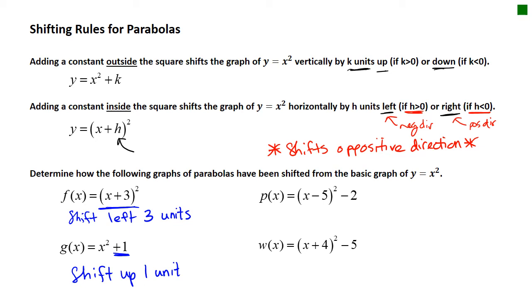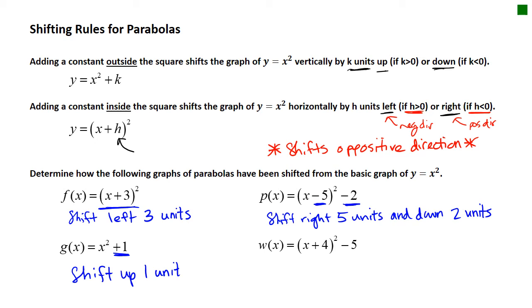The function p has 2 constants in with the square. It has a constant on the inside, this -5, and then a constant added or subtracted on the outside. Remember, subtraction is just addition of a negative. So what we have here, if we look at them one at a time, is the -5. Remember, inside opposite direction, so that's shifting right 5. And then the -2 on the outside, that means down 2. So there's two shifts in that graph.